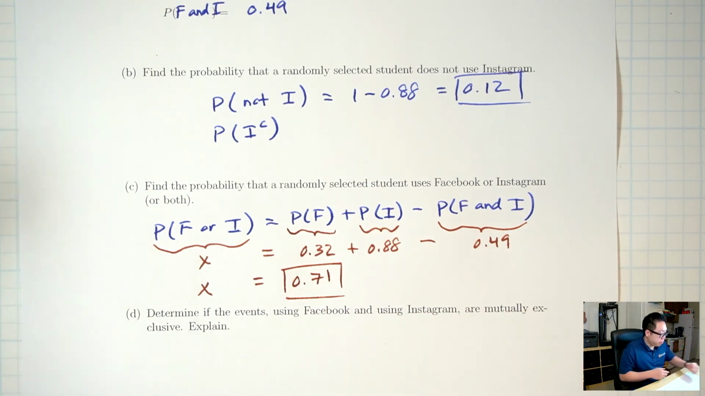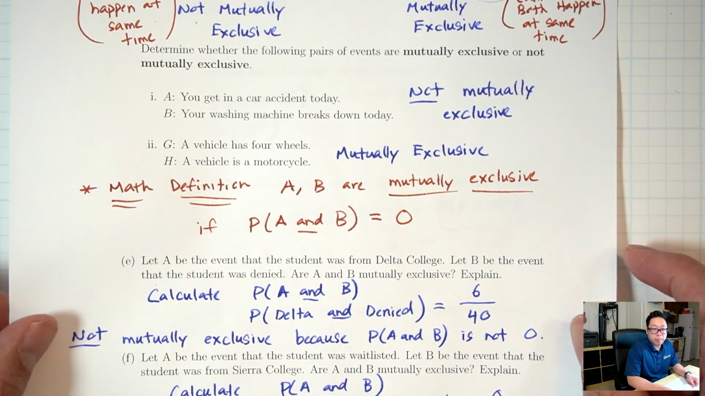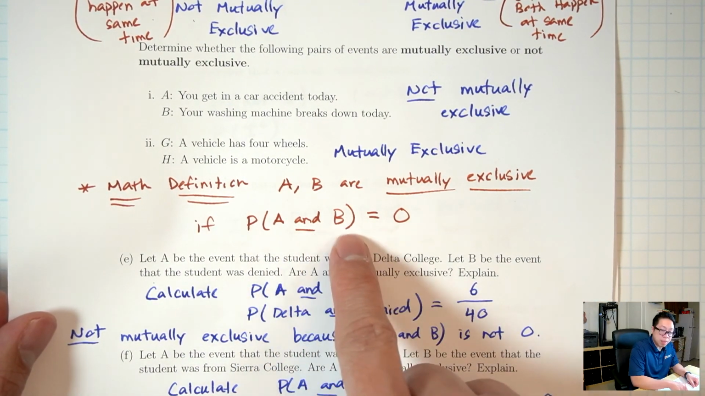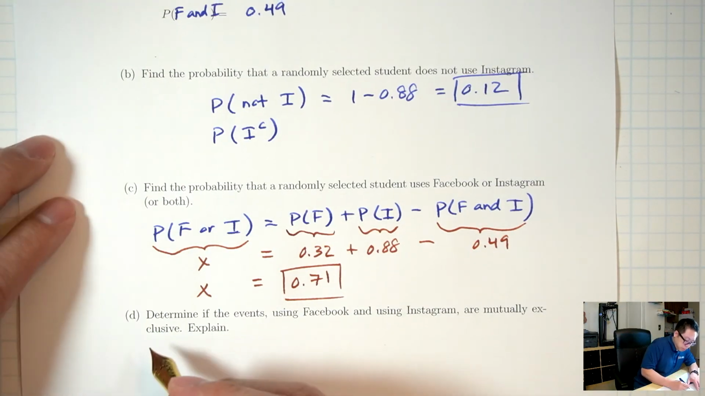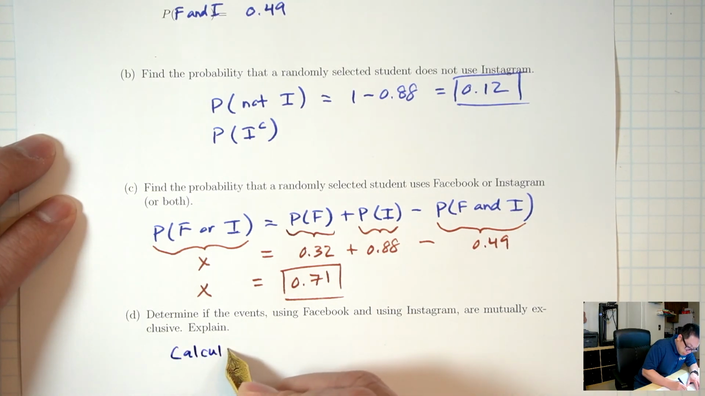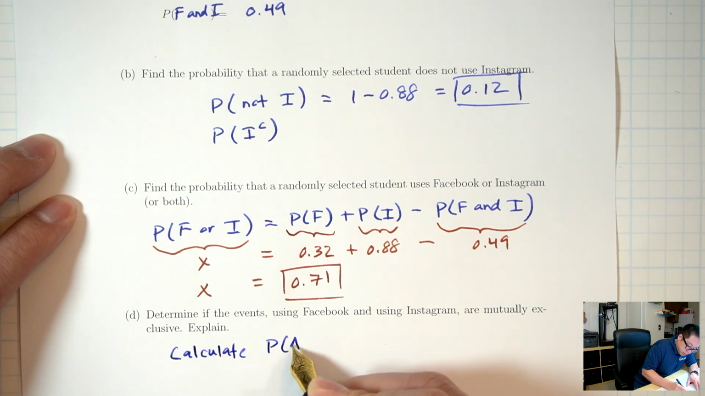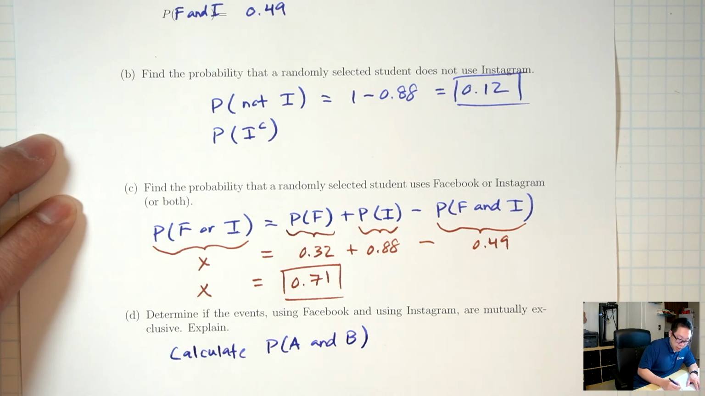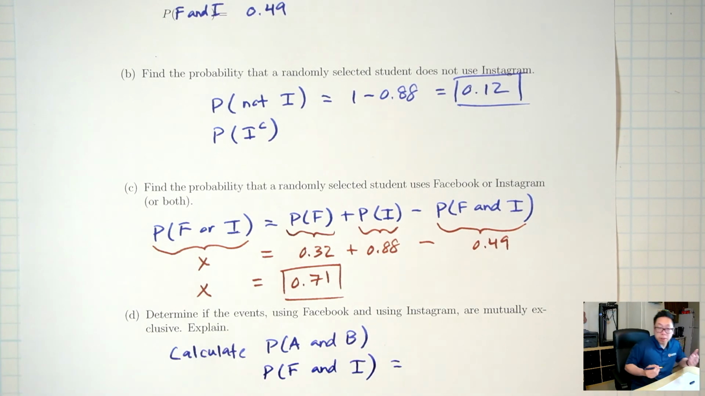Part D, determine if the events using Facebook and using Instagram are mutually exclusive. Explain. So anytime I'm asking about mutually exclusive and explain, I'm asking you to check the math definition, right? Which means calculate the P of A and B, and then check whether or not it's 0. So in this case, we're using F's and I's, so let me rewrite F and I and see what this is.